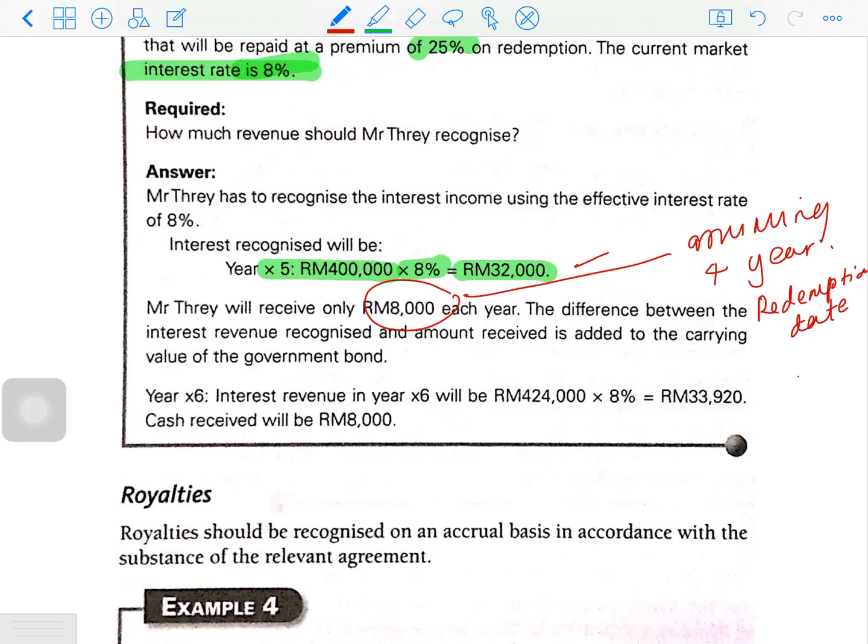So if 4 years, it means within 4 years it will be redeemed, kan. Meaning within those 4 years he will get 32,000. So each year you will get 8,000. Okay, 32,000 divided by 4 years. So you get 8,000. Sorry, this is based on each year.